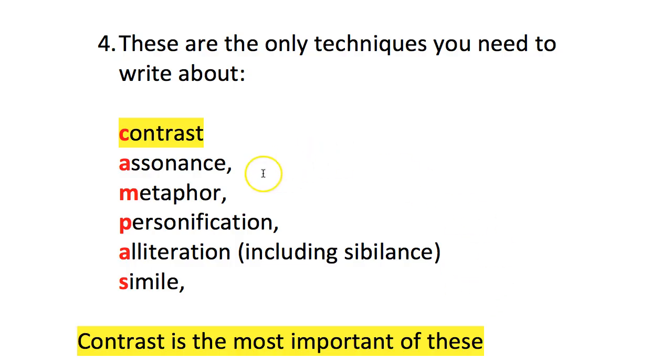The others are all typical techniques that you'll have been told to write about. Assonance is quite difficult, but that one's there. Metaphor and personification you'll be really used to. Alliteration you'll be very used to, and that includes sibilance, the repetition of the S sound. Most of you will know about that. And simile. And I've tried to make it into a mnemonic. I couldn't quite make CAMPASS, but I've made CAMPASS.